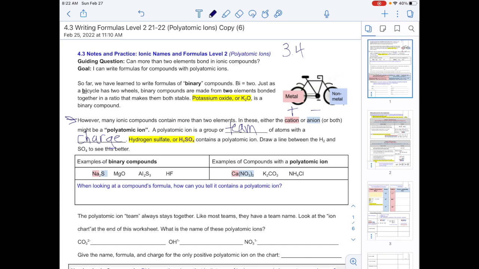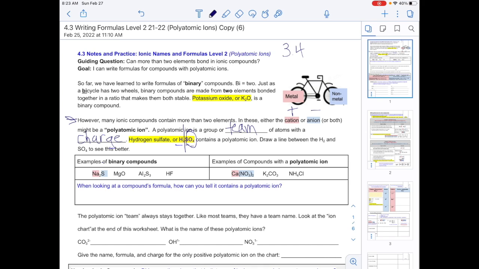Hydrogen sulfate, or H2SO4, contains a polyatomic ion. Let's draw a line between the H2 and the SO4 so we see it better. So we see capital H, that's hydrogen, but then we have two more capital letters. So that means it's two more elements bonded. That's our polyatomic team.